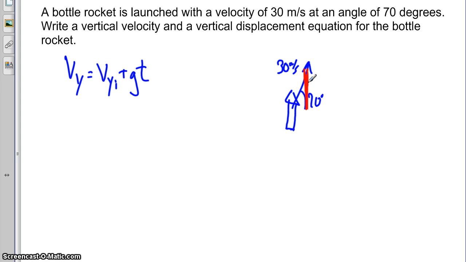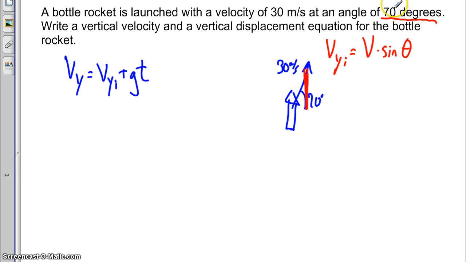We discussed earlier how to find it, but every time you're trying to find the vertical component, if you see an angle, that's really the key to tell you that you're going to have to find the component. The vertical components will be discussed before. Vyi is going to be V times the sine of the angle.